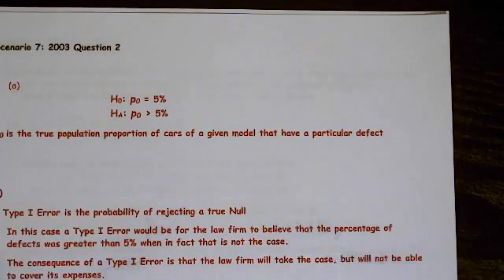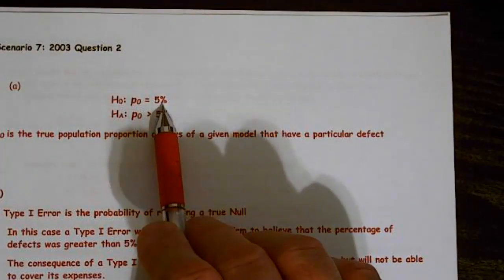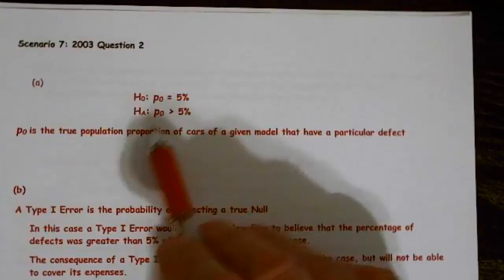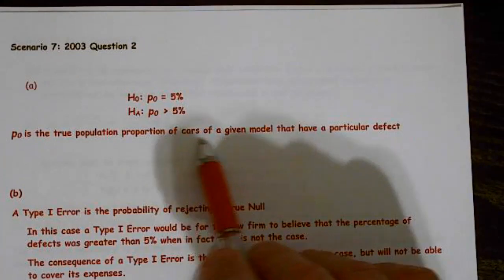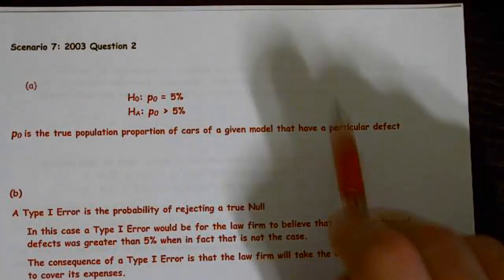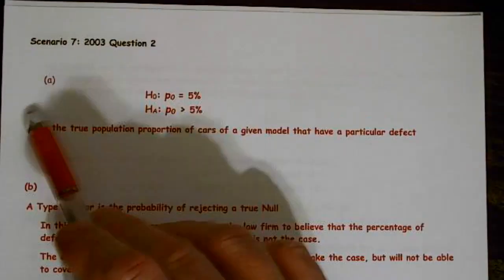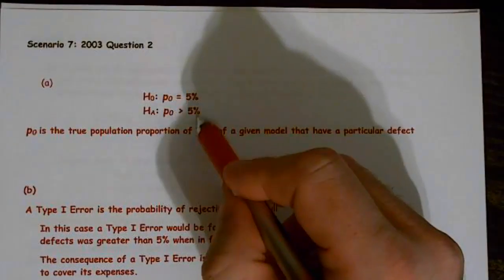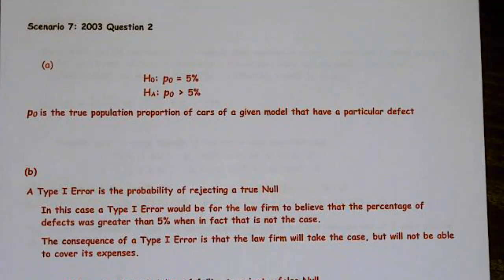So, how would we do this? First off, find the parameter of interest and state the null and alternative. If it's 5%, we don't take it. That's the status quo. But if it's greater than 5%, we will take it. So p0 is the true population proportion of car models that have a particular defect. In my opinion, if they're asking you to do a type 1 and type 2 error and they don't tell you to do this, you should do it anyway, because it lets you know, there's my null, here's my alternative, because ultimately I have to either reject or fail to reject that. All right, so that takes care of part A.